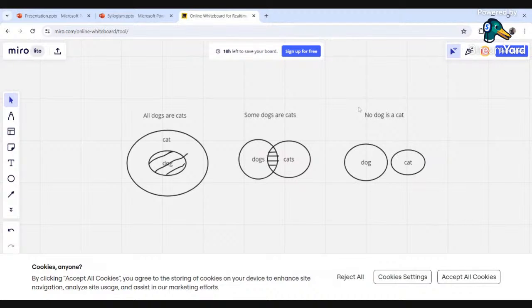See, if it is given like this, no dog is a cat, so there should be no connection between them, zero connection. If it is some dogs, put some intersection. This is the basic diagram flow what you should know. Then only you can continue on the syllogism topic. So if you know these three, you can easily complete your syllogism.